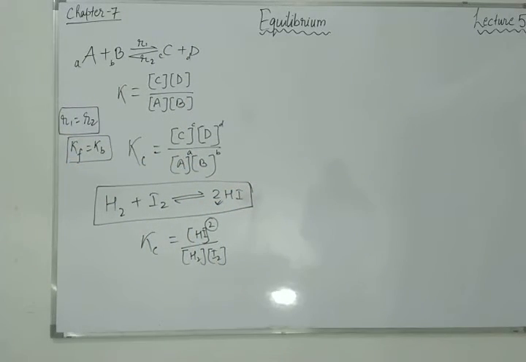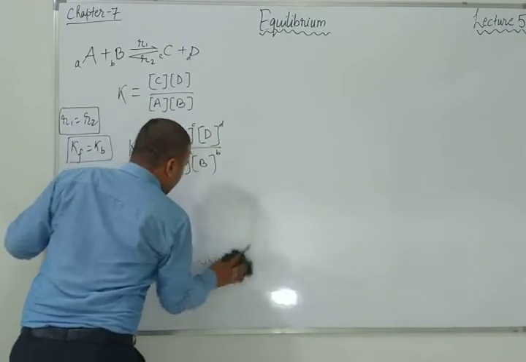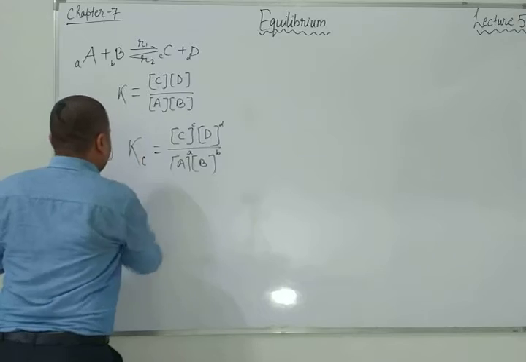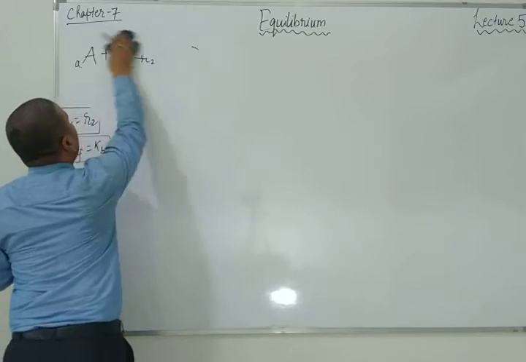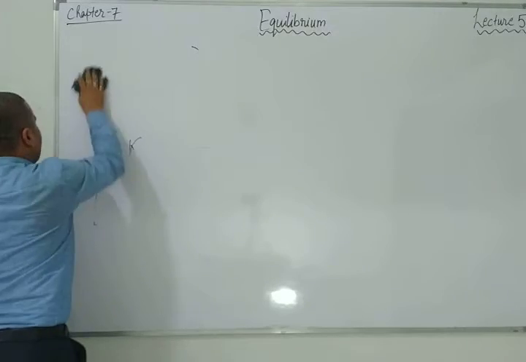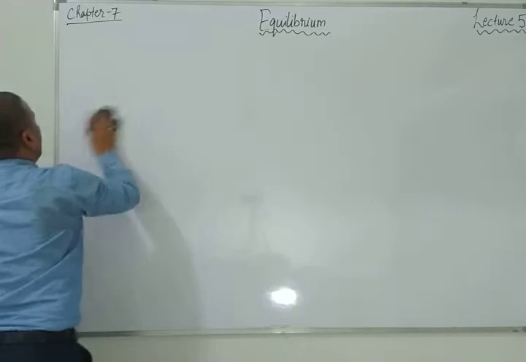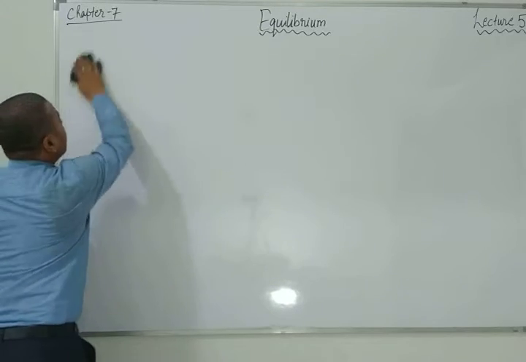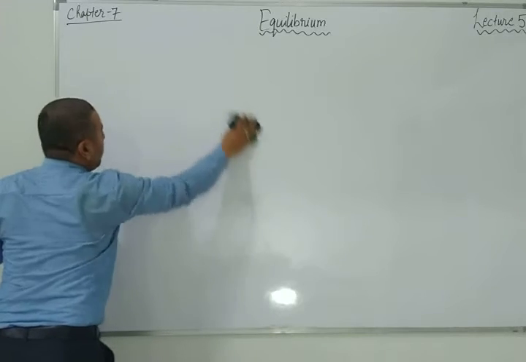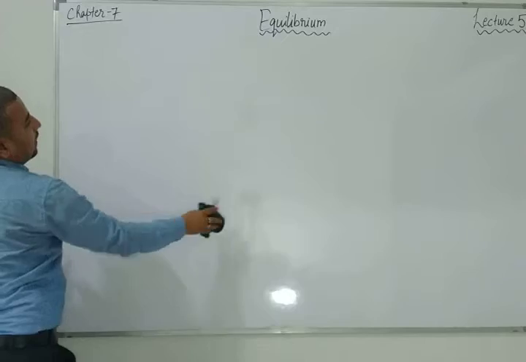Now let's discuss some of the questions given in the NCERT, that is problem 7.1. We will discuss only some of the problems today, and in these problems we are going to understand how to work with the reaction. There is one reaction of ammonia. How is ammonia formed? N2 plus 3H2 gives 2NH3, right?